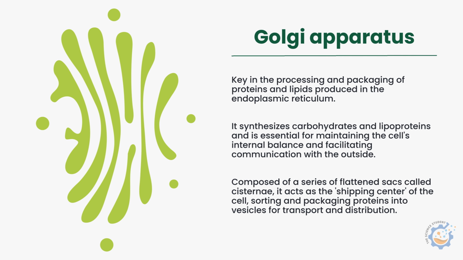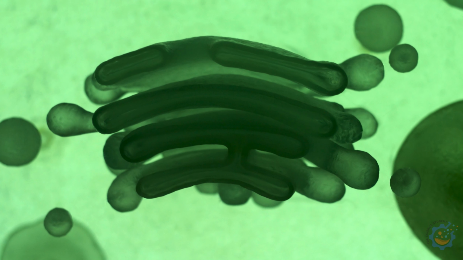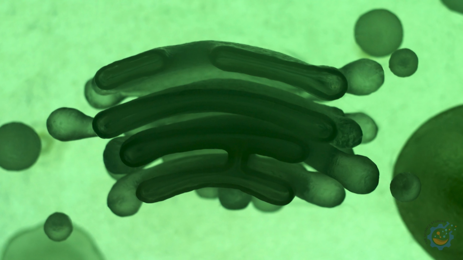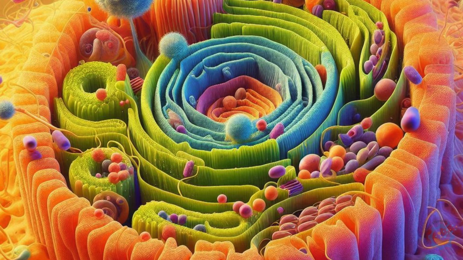The Golgi apparatus is a crucial organelle in the cell, primarily involved in the processing and packaging of proteins and lipids that are produced in the endoplasmic reticulum. It is composed of a series of flattened sacs known as cisternae, which function as the shipping center of the cell. This organelle sorts and packages proteins into vesicles for transport and distribution throughout the cell.